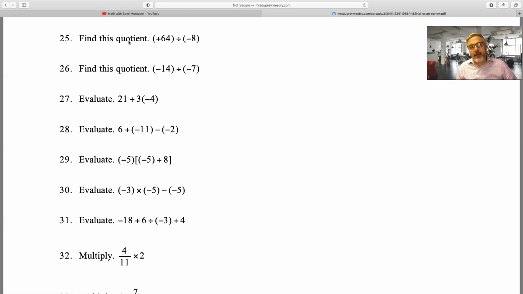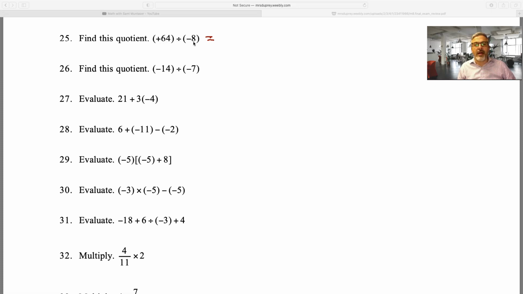So again, find this quotient. When you're dividing a positive by a negative, that's always negative. As we said earlier, opposite signs give you negative, the same signs give you positive. So positive and negative, or negative and positive will give you negative, but negative and negative will give you positive, and positive and positive will give you positive.